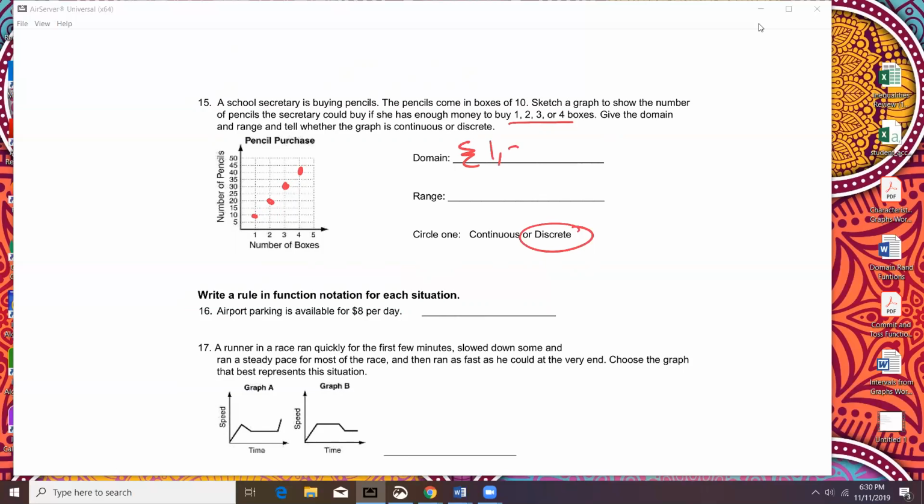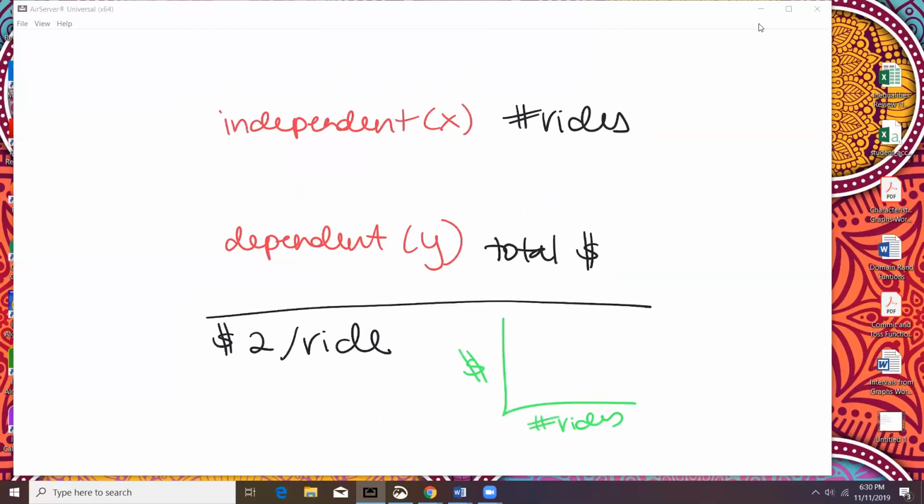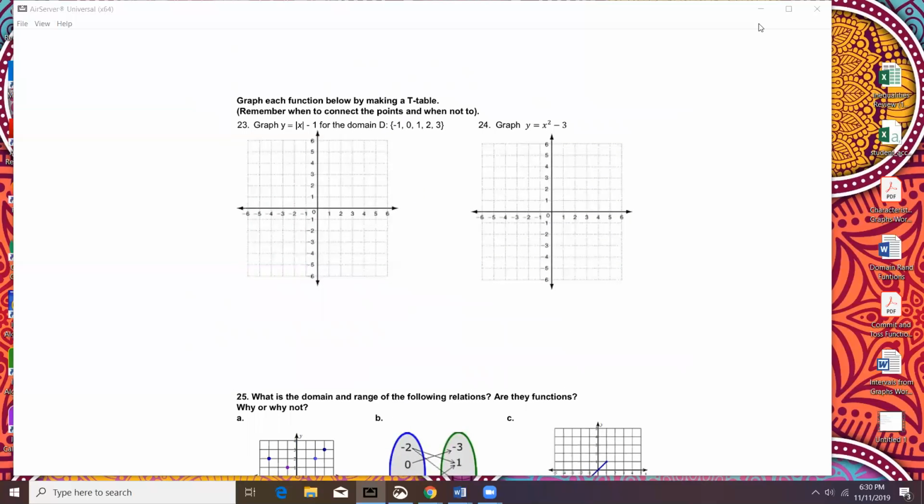How do you know when to connect and not to connect? If it tells you that these are the only numbers in the domain, do not connect them. If it doesn't give you the domain, then you connect. Yes. Here on the study guide, number 23 is a limited domain, so it would be a discrete graph with just dots. Whereas here, no domain was given, so you could plug in anything. This would be continuous, because you could connect the dots and say that all those fractions and decimals in between are part of it.